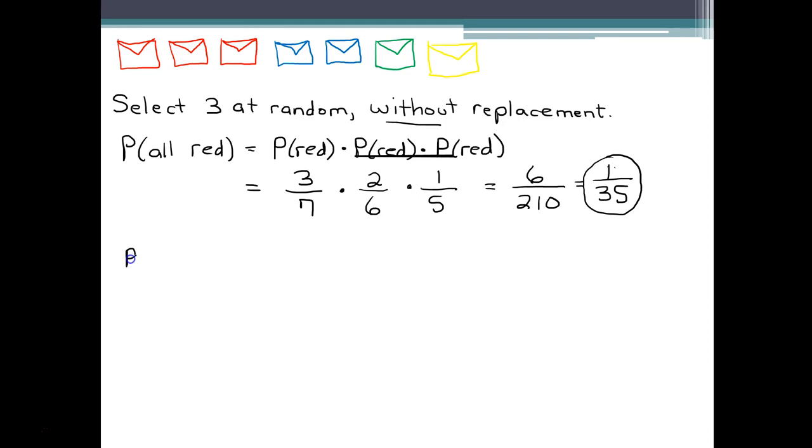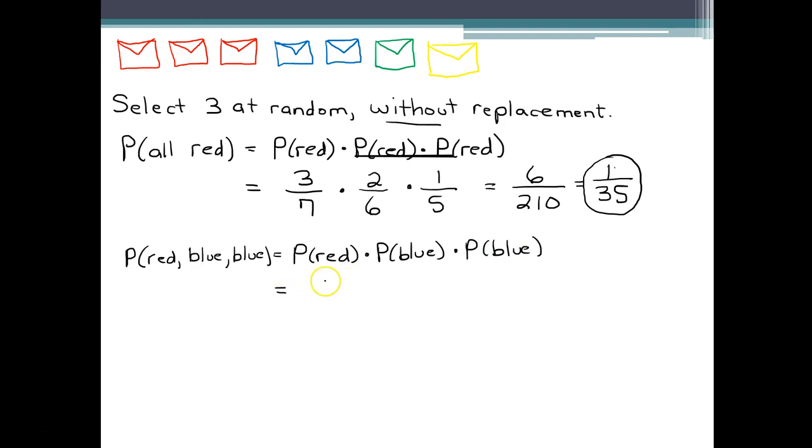Okay, now next one, probability that you first get red, then get blue on the second envelope, then on the third envelope get blue. Okay, so that's probability of red times probability of blue times probability of blue. So first draw probability of red is 3/7. 3 reds out of 7 envelopes.